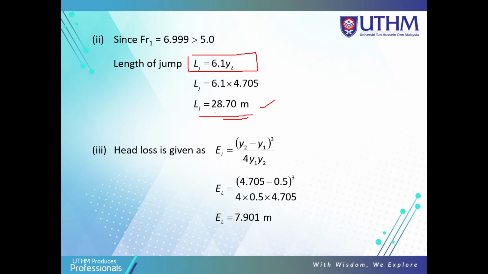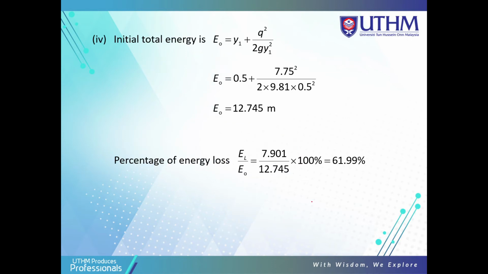After we get the length of jump, we must find the head loss, given as EL. We use this equation to get the energy loss. Put all the values here and we get the energy loss here, 7.901. And for the initial total energy, E naught, you use these equations.